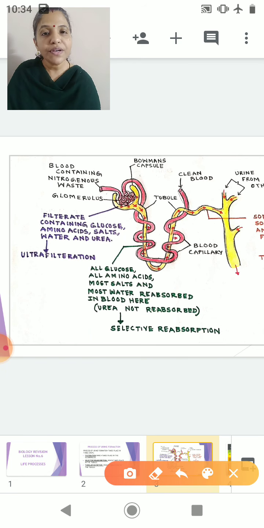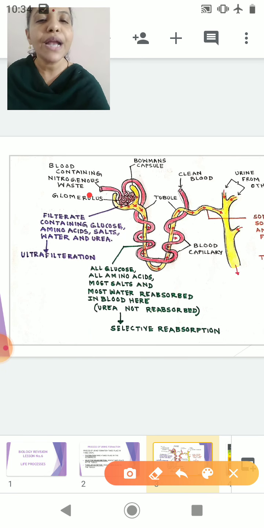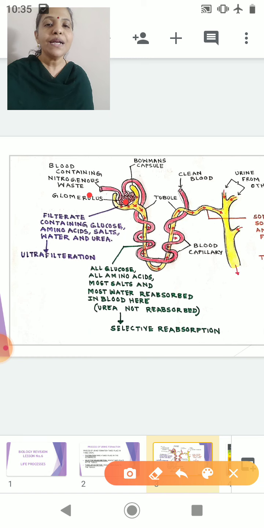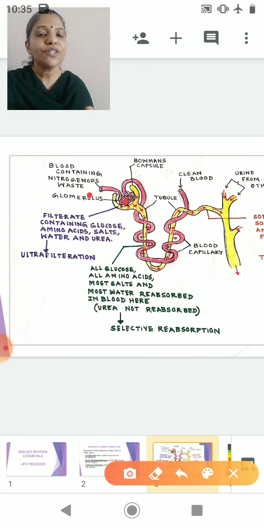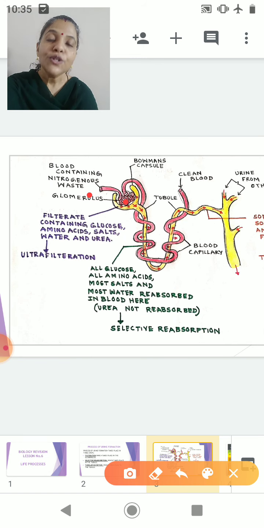Now what is ultrafiltration? Ultrafiltration is nothing but the filtration of the blood. So here students, you can see the blood is carrying the nitrogenous waste, and the blood is coming into a network of capillaries. This network of capillaries is called the glomerulus. Now in the glomerulus, the blood is going to be filtered. So when the blood is going to be filtered, what will happen? All the waste is going to come out into the nephron. But along with the waste, sometimes some useful substances like glucose and amino acids will also enter into the nephron.